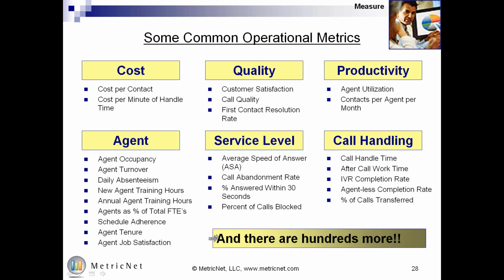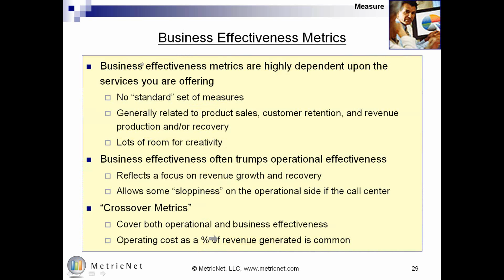I literally have seen hundreds, if not thousands, of different key performance indicators. But if I boil it down to the ones that I see most often, the 25 to 30 metrics that I come across most often in this industry, they are the ones that are represented on this page. Now, if you talk about business effectiveness metrics, these are highly dependent upon the services you're offering. There really is no standard set of measures. They're usually related to product sales, customer retention, and revenue production and/or recovery. There's a lot of room here for creativity in terms of defining and creating these metrics.